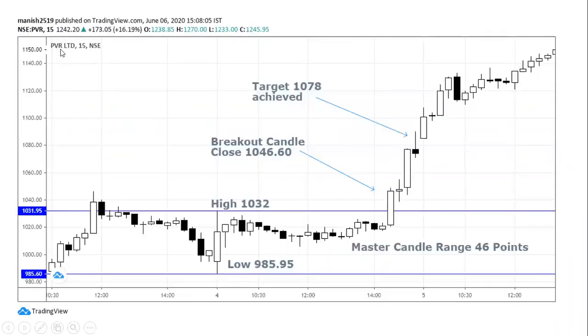Same setup now you can note down in PVR. Okay, this is master candle. This is healthy consolidation. Look at the breakout candle, very strong bullish breakout, convincing breakout. By looking at this breakout, I can say, yes, bulls are active now. After this breakout, we got target in 3 candles.